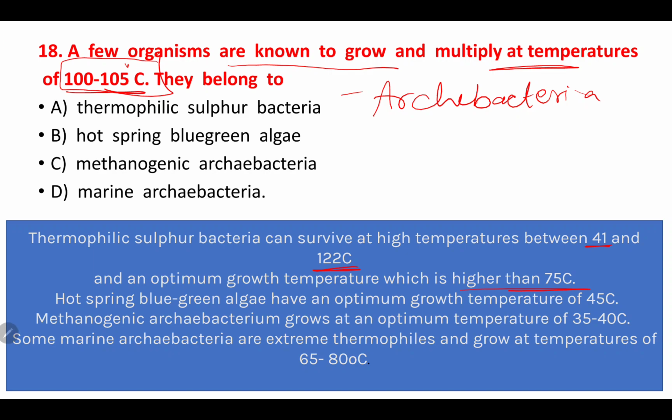the optimum growth temperature will be higher than 75 degrees. Hot spring blue-green algae have an optimum growth temperature of 45 degrees. And methanogenic, that means methane producing archaebacterium, grows at an optimum temperature of 35 to 40 degrees. And there are some marine archaebacteria that are said to be extreme thermophiles, and they grow at a temperature of 65 to 80 degrees. And here 100 to 105 means they belong to thermophilic sulfur bacteria.